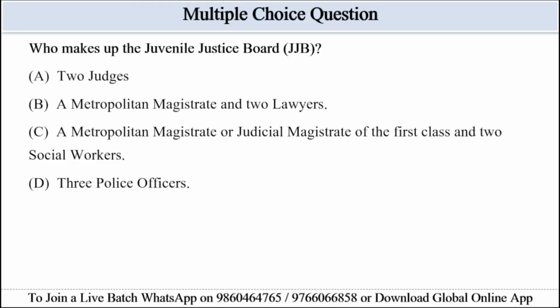While in case of option C, a metropolitan magistrate or a judicial magistrate of the first class and two social workers, this option precisely mirrors the description in the passage, including the magistrate plus two social workers. So option C is correct here.